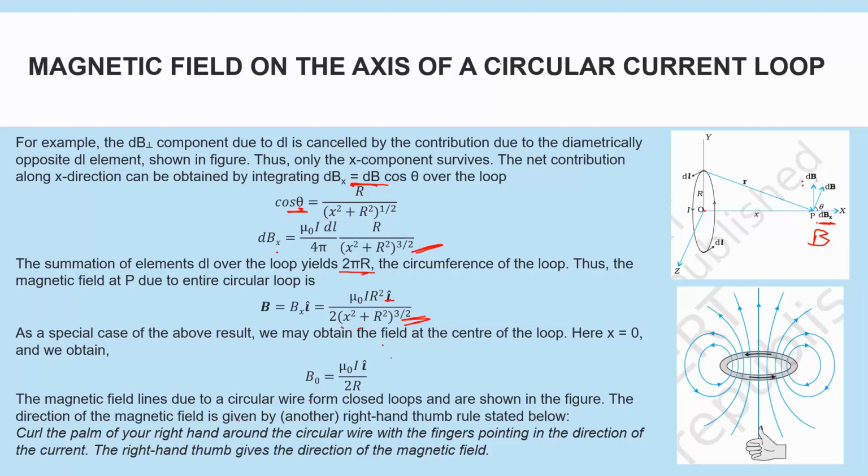So then we can use the right hand thumb rule over here. For a circular current loop, if you curl the fingers of your right hand in the direction of the current, the thumb is going to give you the direction of the magnetic field. So if you know the direction of the current, then you can find the direction of the magnetic field, and if you know the direction of the magnetic field, using the right hand rule, you can find the direction of the current in the current carrying loop. So this is the physical significance of the relation between the current and the magnetic field on the axis of a circular current loop.